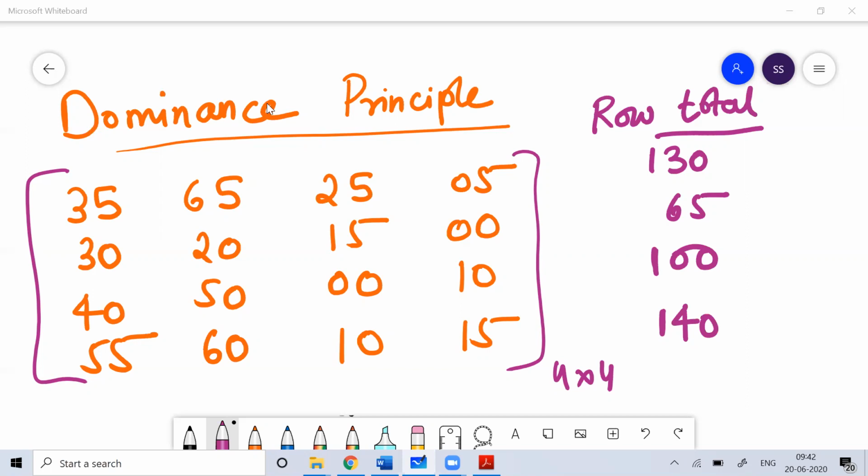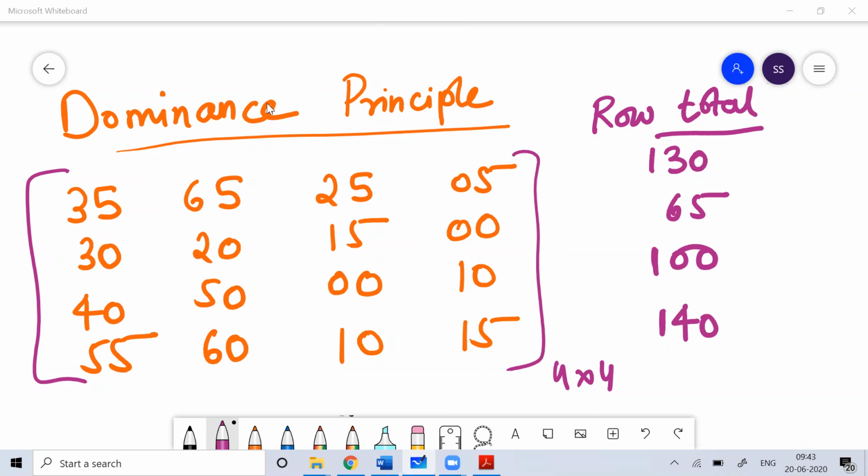So what I did, I found the row total. Why did I find the row total? Because at least I'll get to know which row is the weakest. So you can see that the second row is very weak. Definitely there would be other rows dominating over the second row. So let's compare the first row with the second row. If all the elements of the first row are bigger than or equal to all the elements of the second row, then I will easily delete the second row.